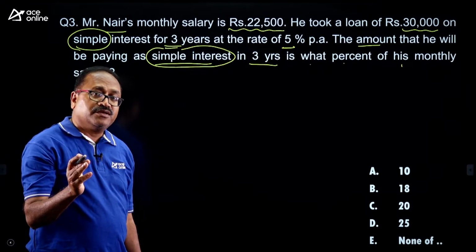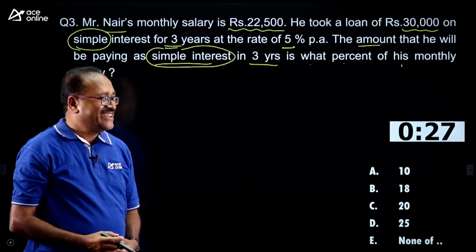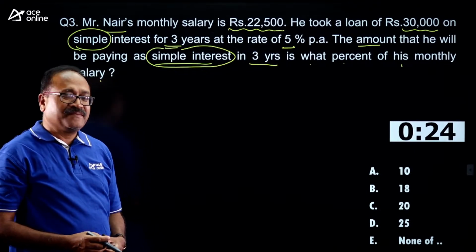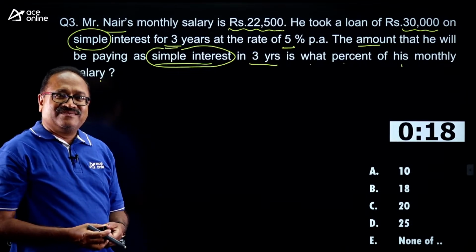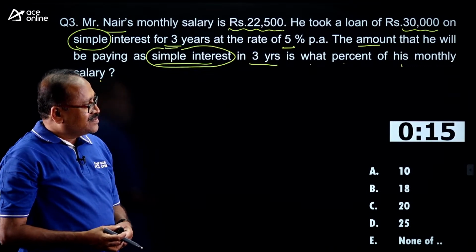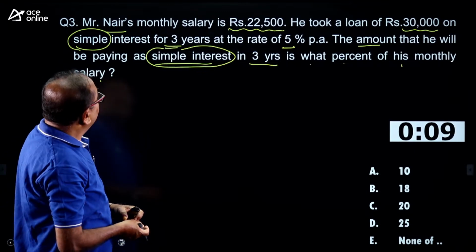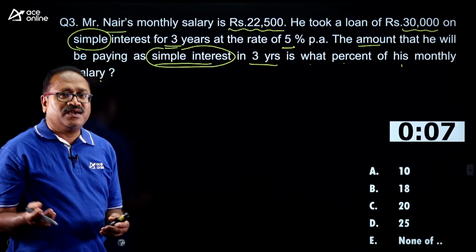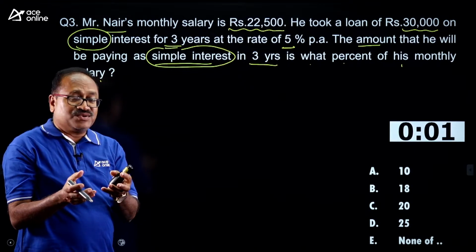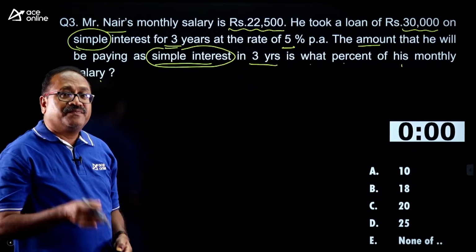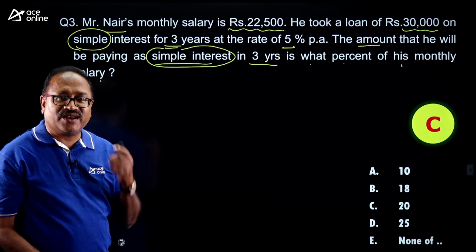Question is clear, my dear friend? Your 30 seconds starts now. Answer it. It's a one-line question again. You don't need 30 seconds to answer it. Okay. So those who are comfortable with simple and compound interest, they hardly may take 5 to 8 seconds after reading the question. Time is up. Let's check your answer. Option choice C. If it is your answer, you are right.